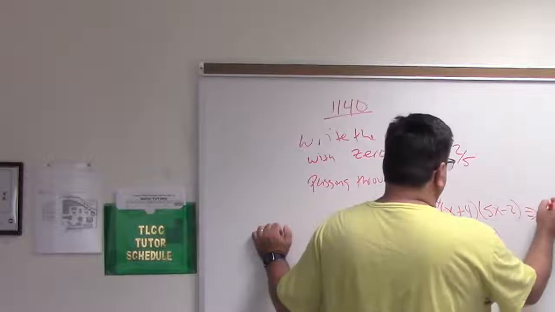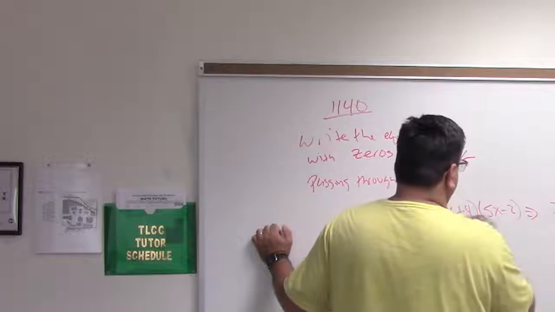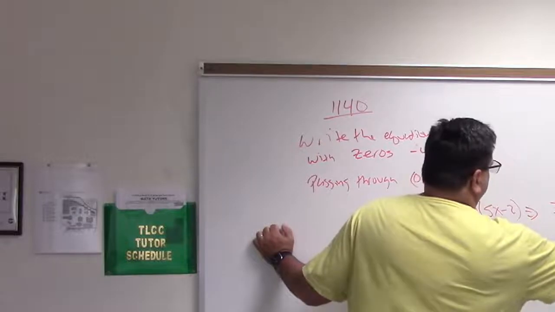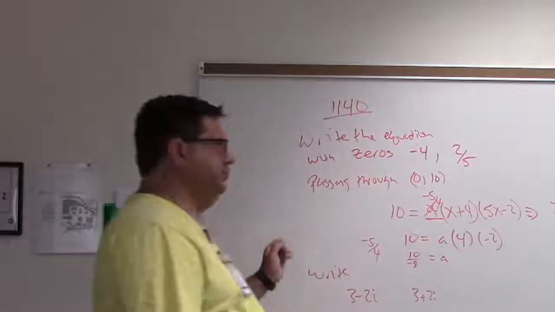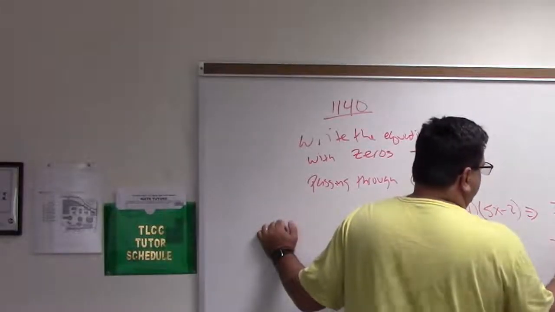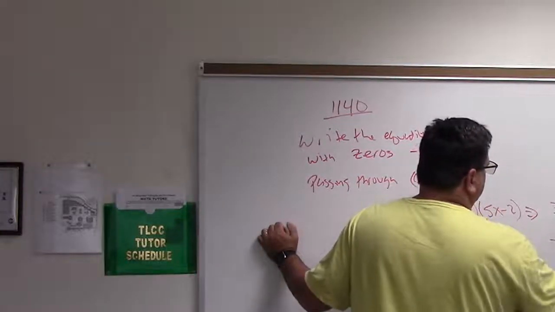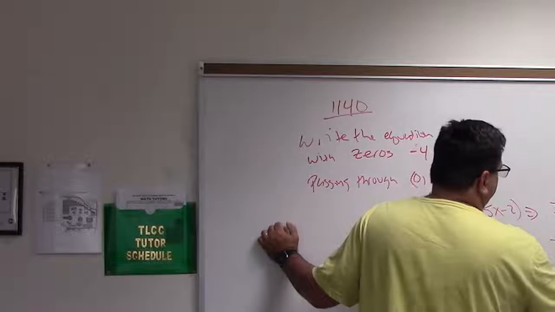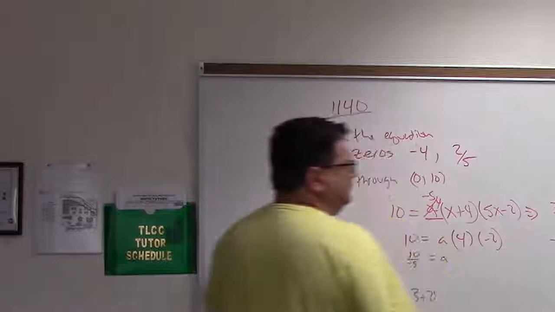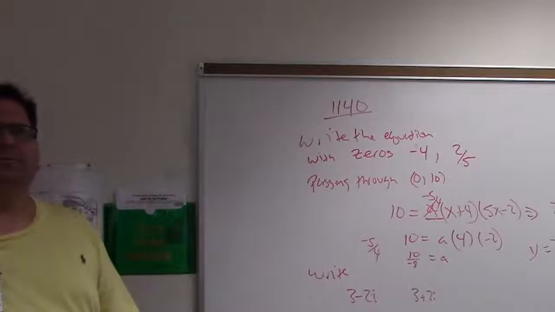If we distribute this out, we get negative 5/4 times 5x squared plus 18x minus 8, which is negative 25x squared over 4 minus 45x over 2 plus 10. And that's your final answer.